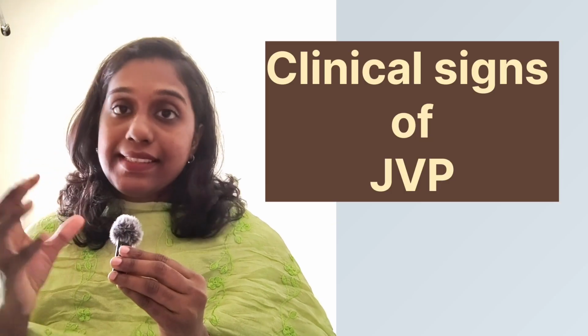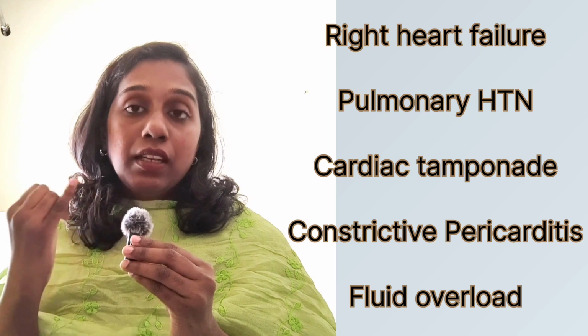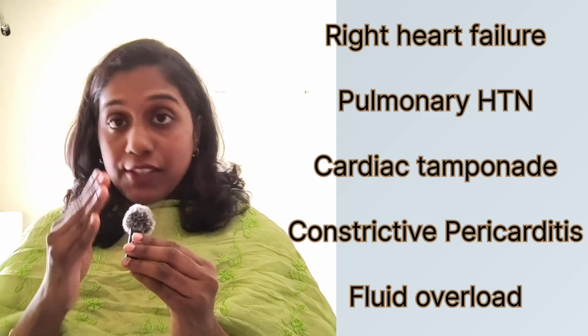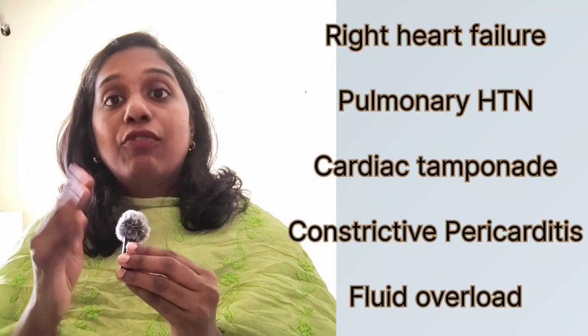And finally, we can discuss the important clinical signs of JVP. First one, right heart failure, then comes pulmonary hypertension, cardiac tamponade, constrictive pericarditis, and fluid overload. These are the clinical signs of JVP.